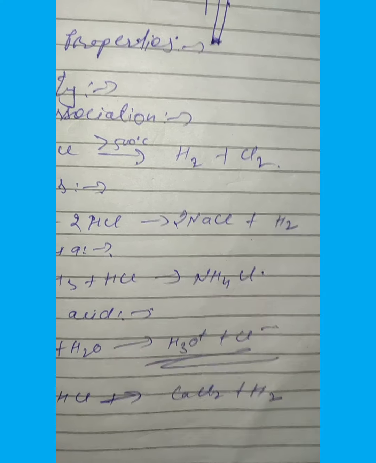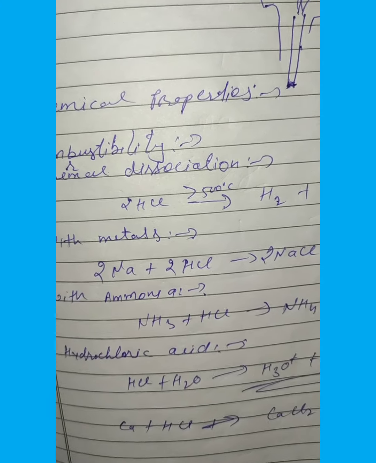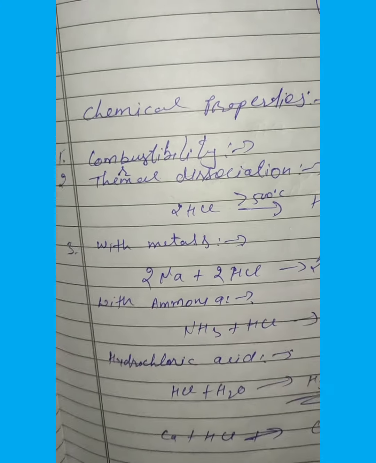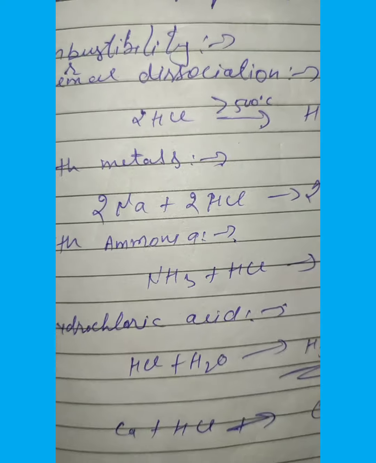In the same way, when a metallic oxide reacts with it, it produces water and the respective metallic chloride. With a carbonate salt, it produces the metal chloride, water and carbon dioxide gas.